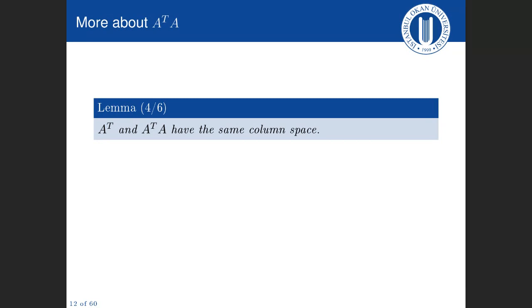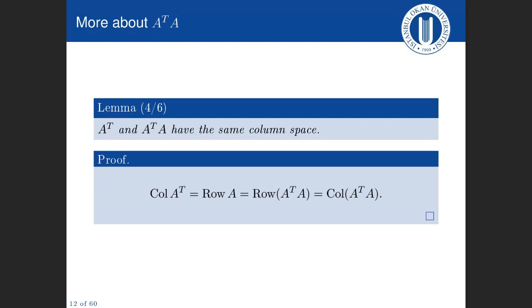A transpose and A transpose A have the same column space. But the column space of A transpose is the same as the row space of A. That's what transpose does. We've just proved that the row space of A is the same as the row space of A transpose A. But A transpose A is symmetric, so the row space of A transpose A is the same as its column space. And that's that proof done.